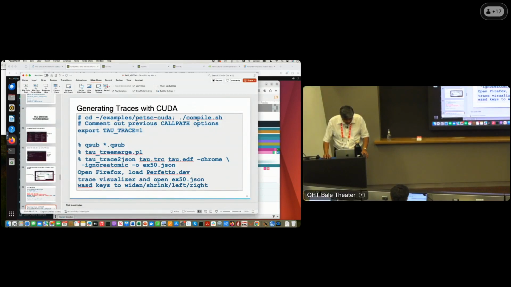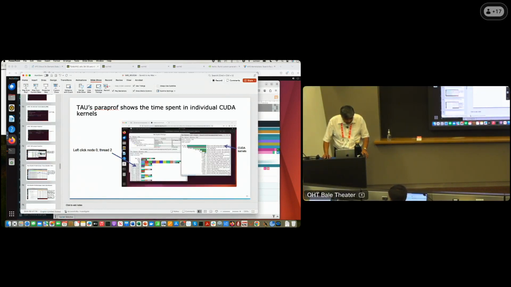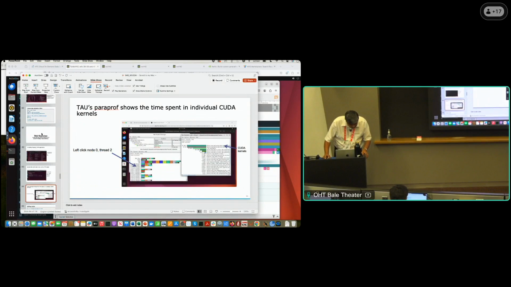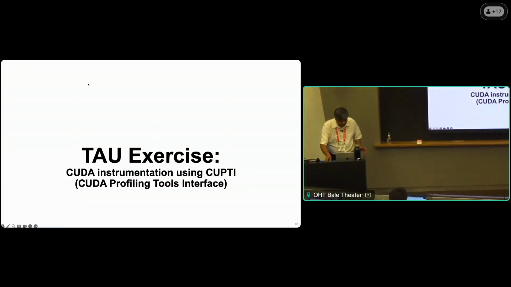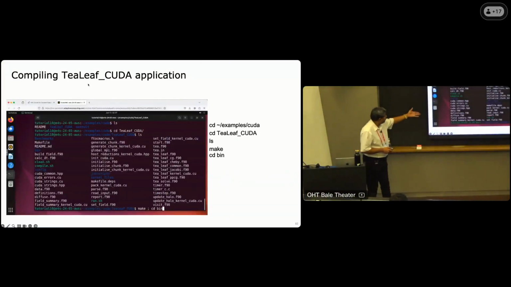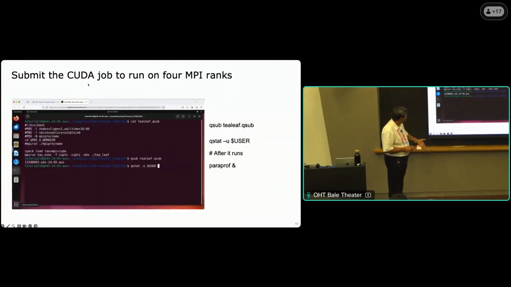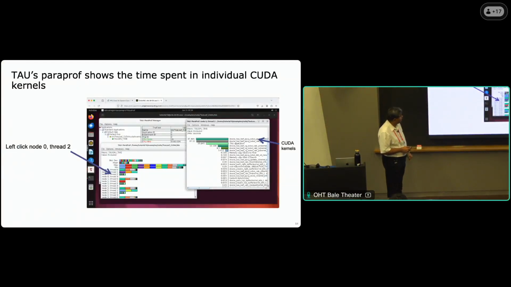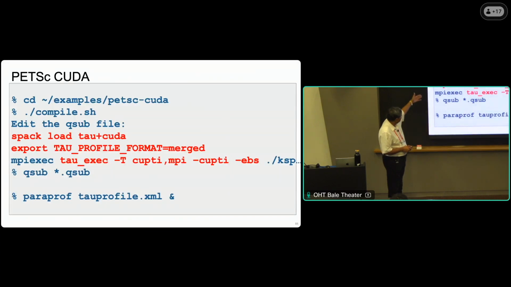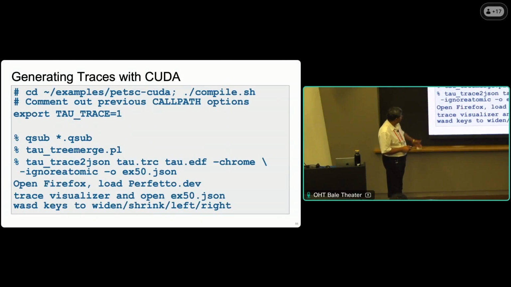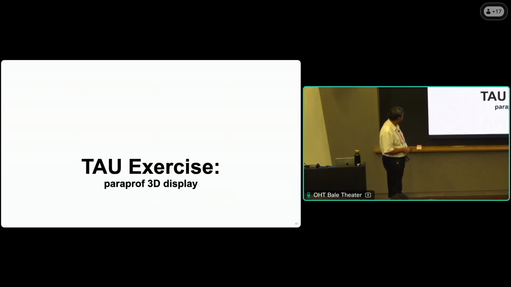So just to show you a quick, I'm going to go through these real quick. Here's the CUPTI example. There was one on T-Leaf CUDA. You can run it. You can see the kernels running on the GPU. You can say spack load tau plus CUDA, run this with PETSc CUDA, do exactly what I did here, and launch perfetto.dev, and open up the example with the JSON file format.